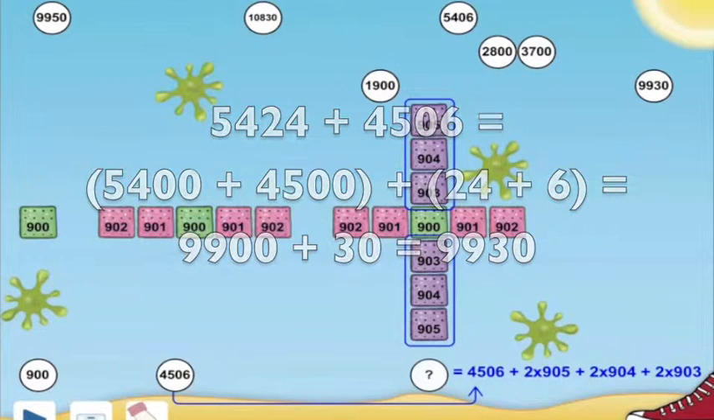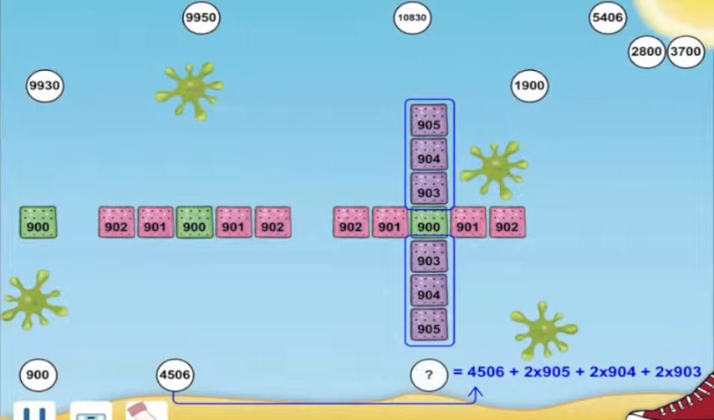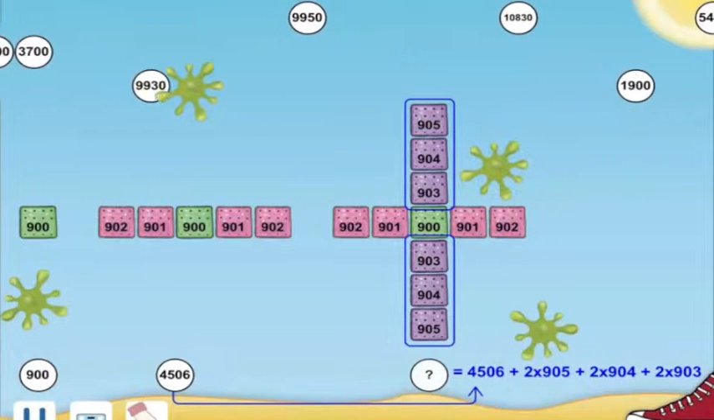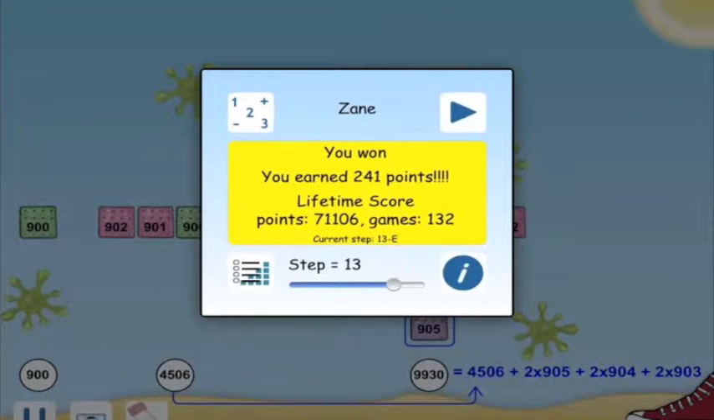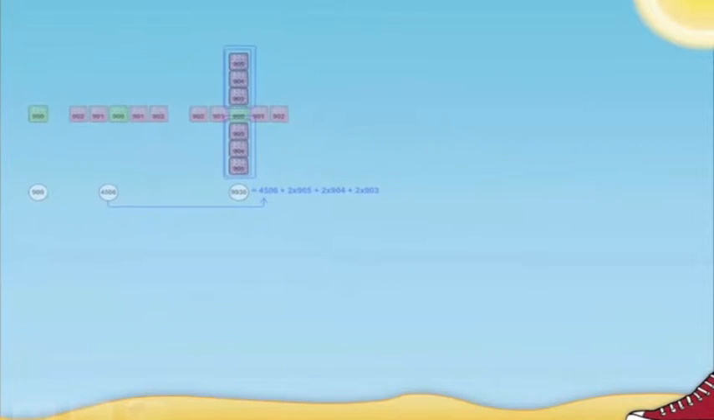Let's go ahead and finish the puzzle. And I'm going to be looking for the total bubble of 9930, and there it is. Great, we completed the game. Now we can go to the how-to screen by selecting the button on the upper left to see the actual math we talked about in the video within the game.